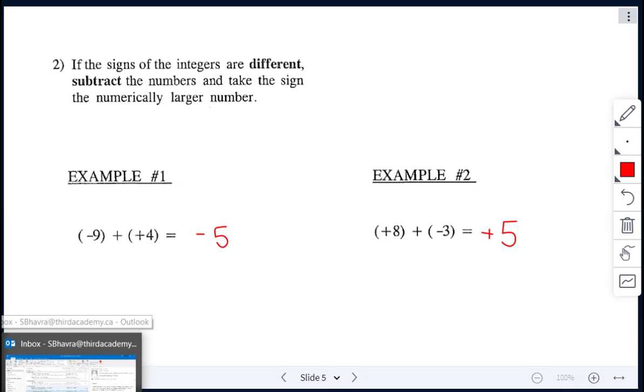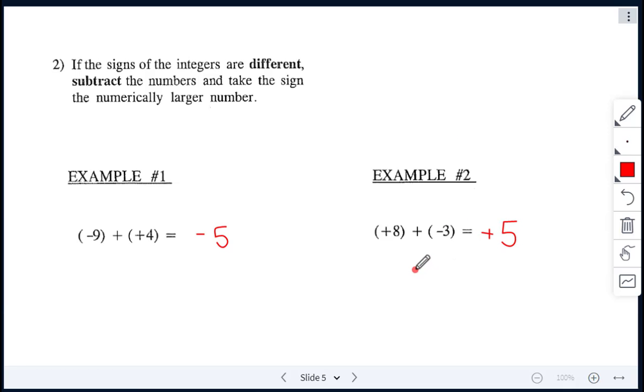All right, so I got a really good question here, so I'm just recording this. What if the numbers are the same, but they have different signs? So for example, if we had positive 8 plus negative 8. Firstly, because they're opposites, it would be equal to 0. But if we use our rule, we have a positive and a negative, so we would subtract. 8 minus 8 would be 0. And then 0 is neutral. It doesn't have a positive or a negative sign, so we would just leave the answer as 0.